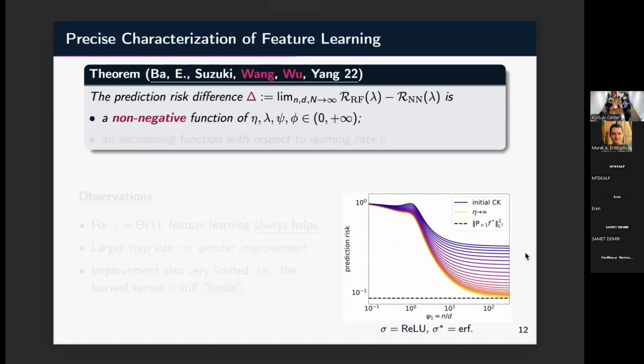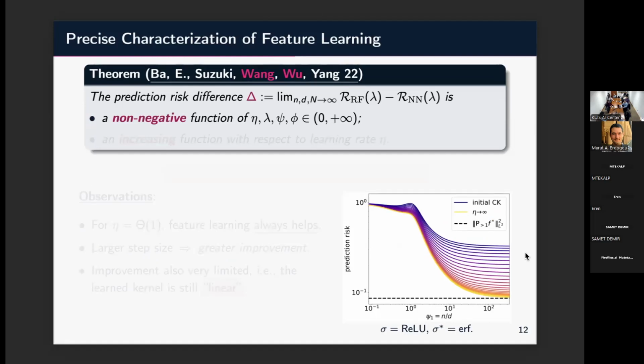This is the theorem that talks about learnability when you take a small step. Remember, a small step is not going to be sufficient, but it will still be good in terms of feature learning. So here is the formal result. We compare the risk of a kernel method and the risk of a neural network, one with feature learning, that is the neural network, and the other without feature learning. The difference between these two is called delta. The larger the delta, the better the improvement, so we want delta to be large.